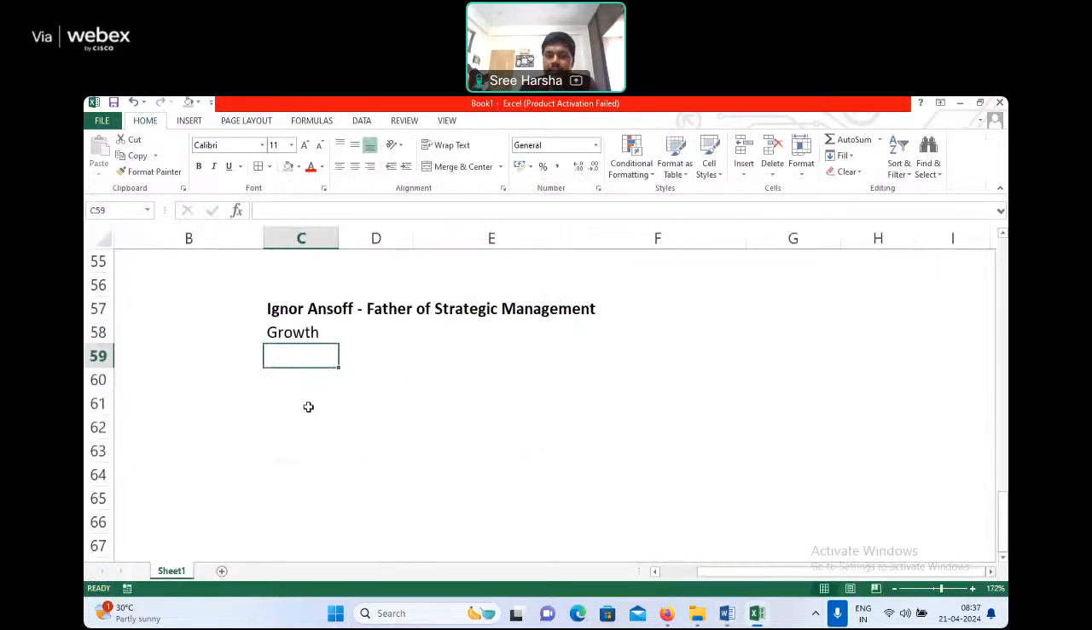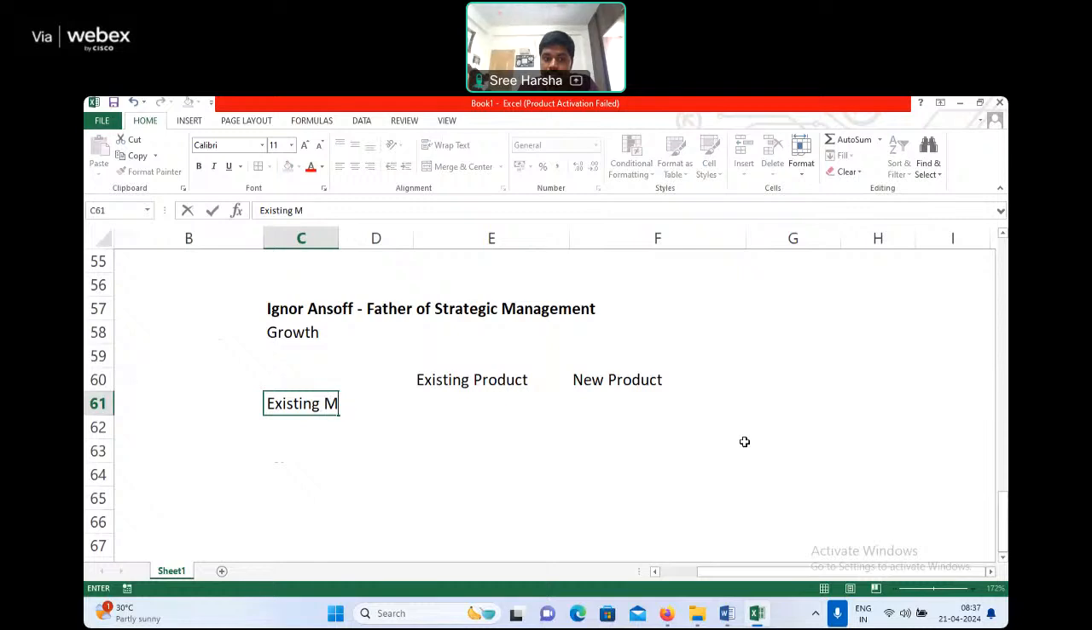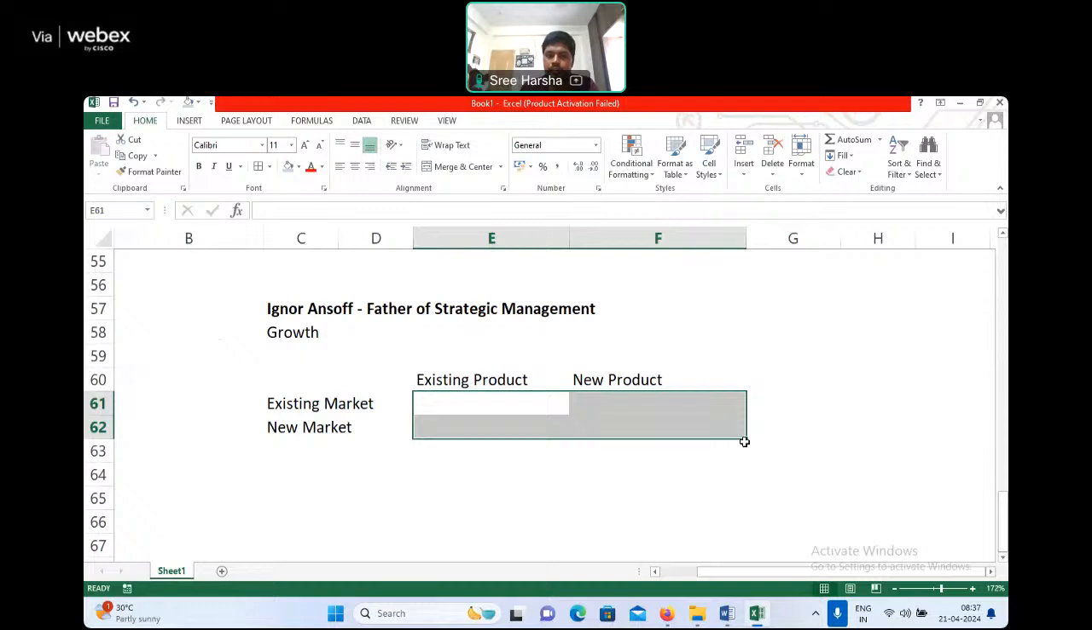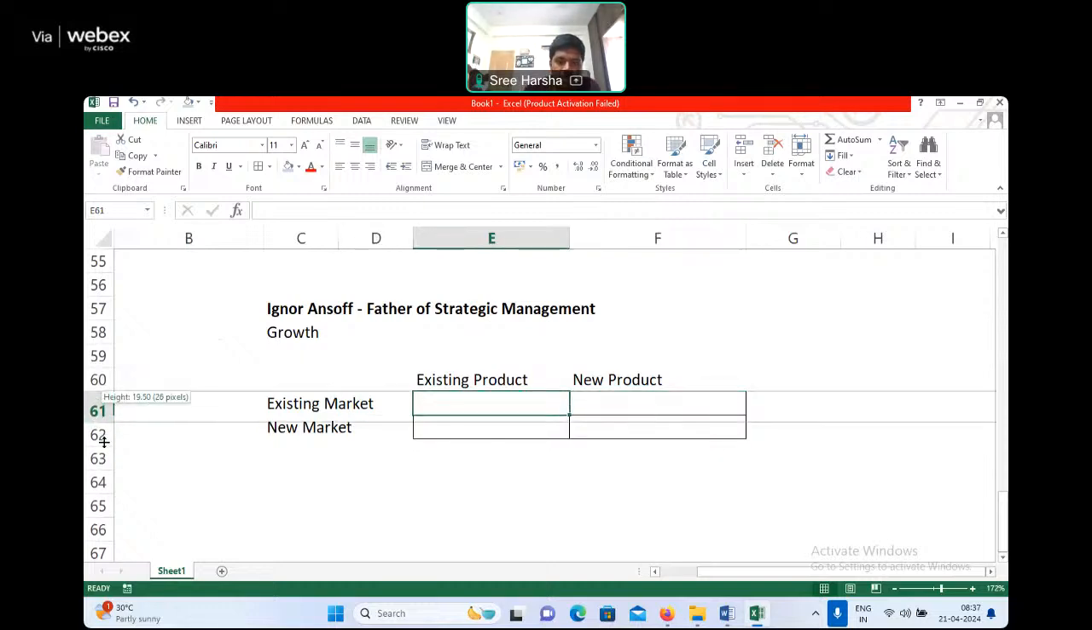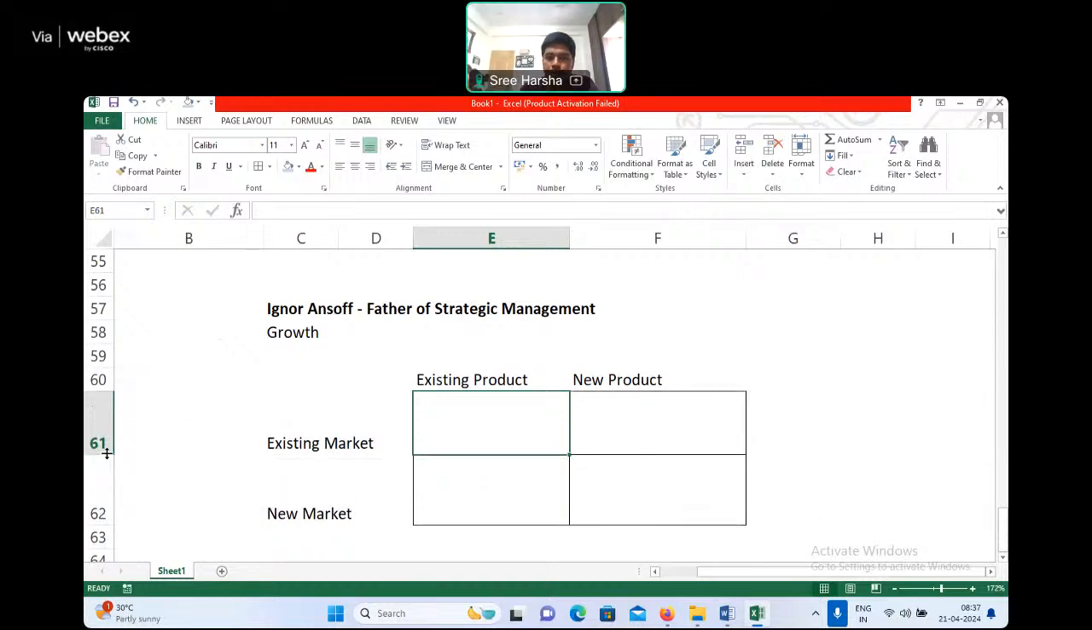He says these things based on 2 factors: whether it is an existing product or a new product, whether it is an existing market or a new market. Based on these things, he asks you to pursue a different set of strategy. Existing market or a new market, existing product or a new product. When you are using an existing product and penetrating into the existing market, you have to adopt a strategy called market penetration.